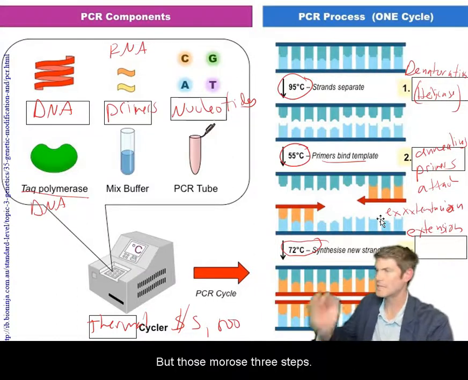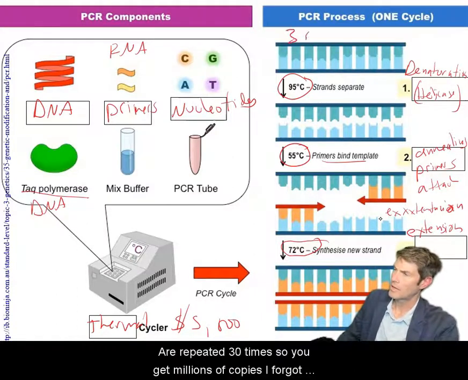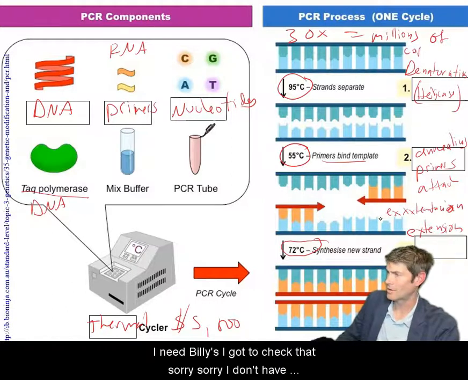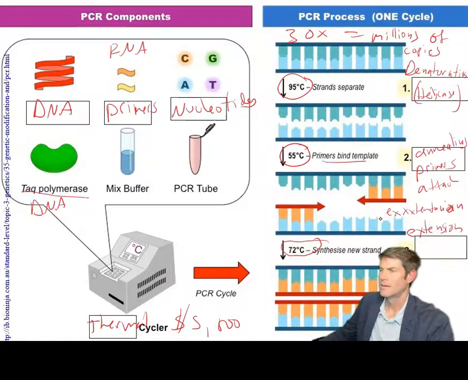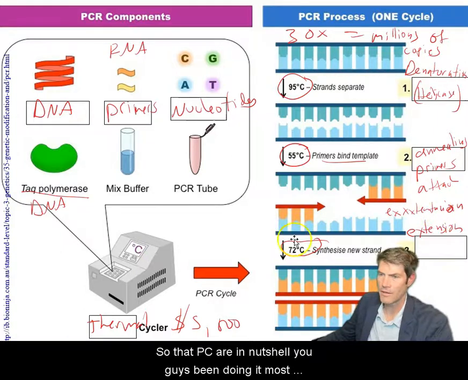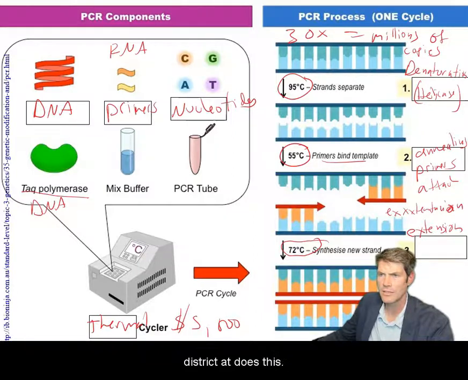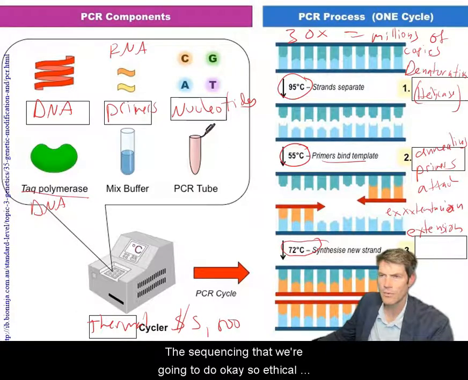But remember those 3 steps are repeated 30 times, so you get millions of copies. I forgot the exact number. Might be billions. I gotta check that. Sorry, I don't have that number on me. So that's PCR in a nutshell. You guys have been doing it. I'm not aware of any other high school class in the district that does PCR or the sequencing that we're going to do.